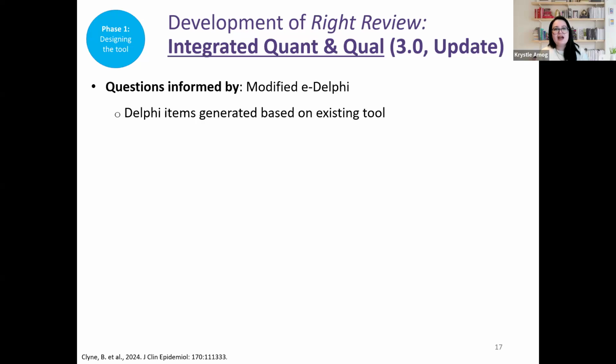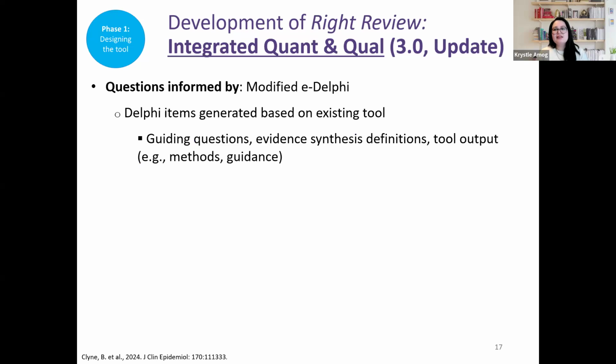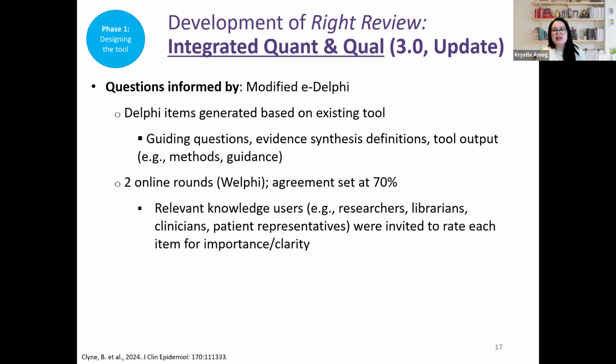So the Delphi items were generated based on the existing tool. So the tool questions, evidence synthesis definitions, and the tool outputs. There were two online rounds of the Delphi. An agreement was set at 70% a priori, which defined high agreement. Relevant knowledge users were invited to rate each item for importance or clarity. And we invited 80 participants.